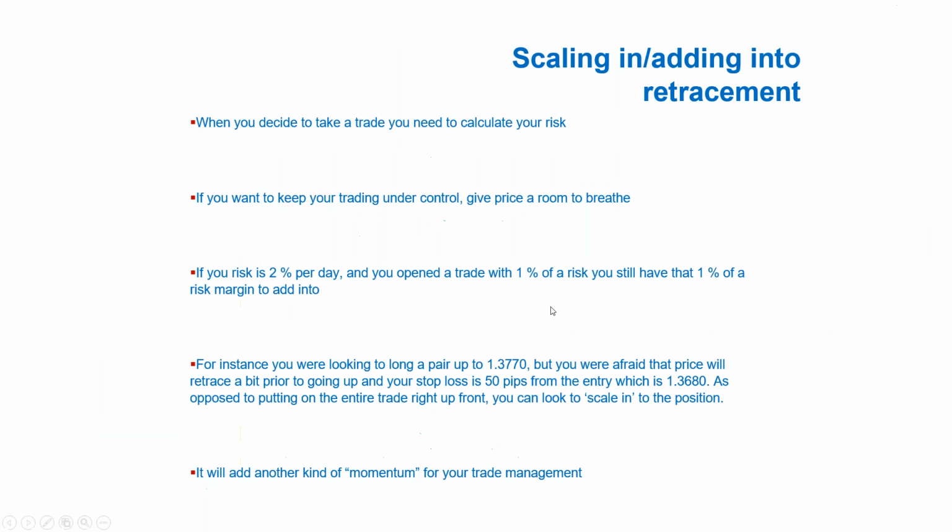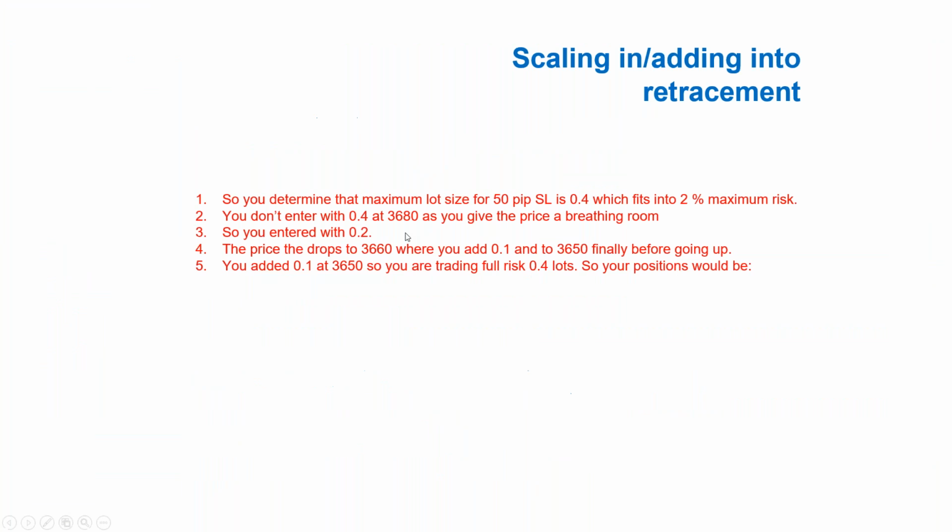Now let's get back to the next thing. So you determine that the maximum lot size for a 50 pip stop loss trade is 0.4. Again, this is account dependent. Your account and my accounts are not the same. You need to know how big your risk is and how big your stop loss is before you enter a trade. Let's say for this example, with a 50 pip stop loss, you can use 0.4 lots, which fits into 2% maximum risk.